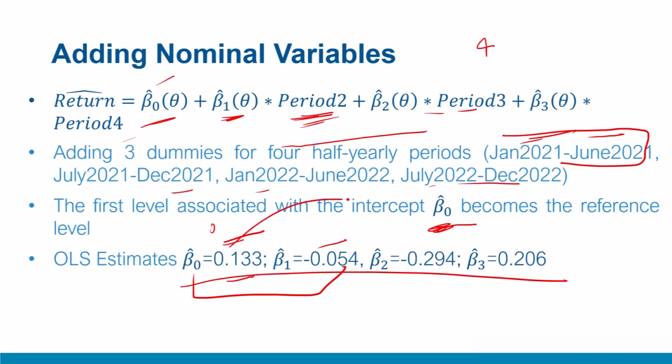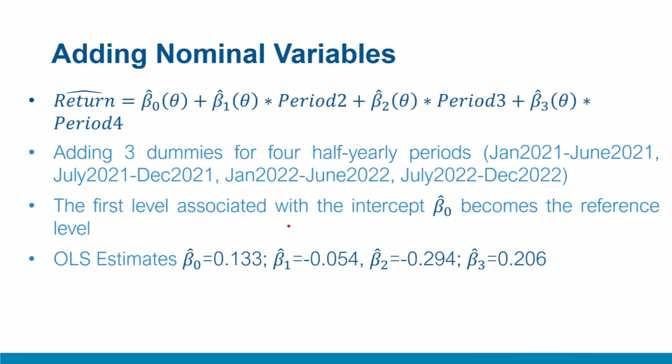Similarly, if you add this to beta 2, you'll get period 3 return, and if you add this to beta naught, you'll get period 3 return. So this is your reference category, and subsequently these are the differences from each period to this. So beta 1 is like period 2 minus period 1, beta 2 is period 3 minus period 1, and beta 3 is period 4 minus period 1. So this is how you interpret the results.